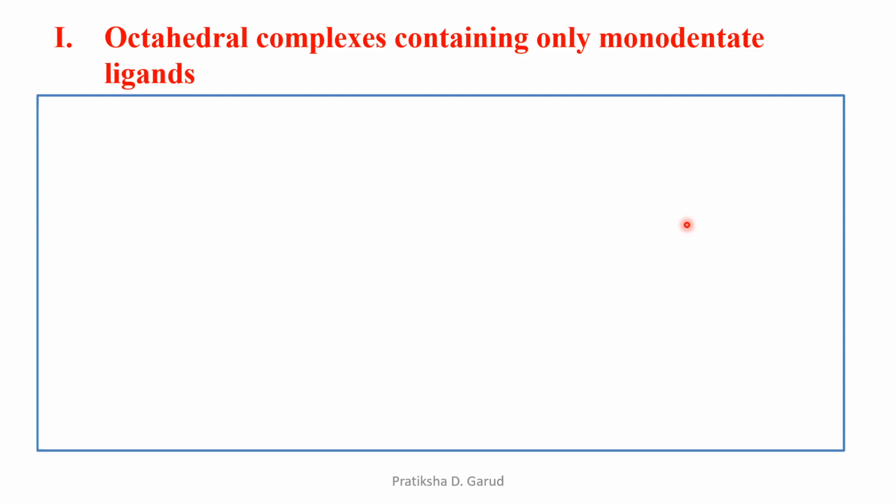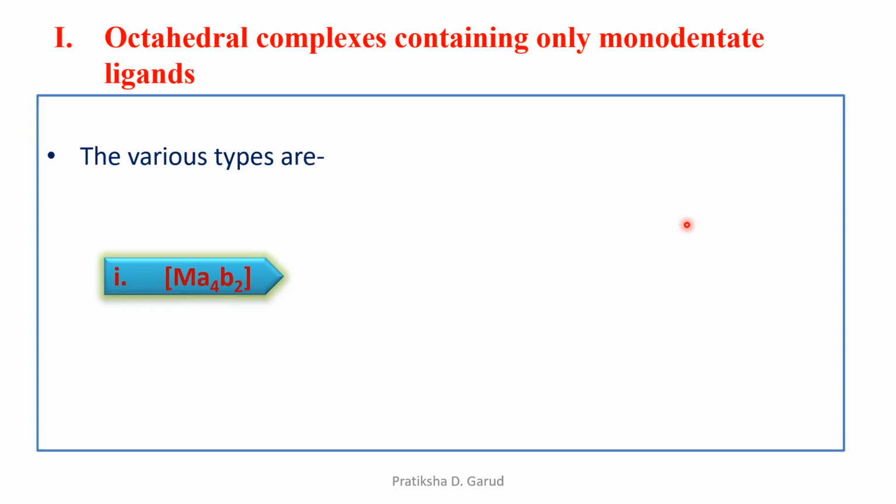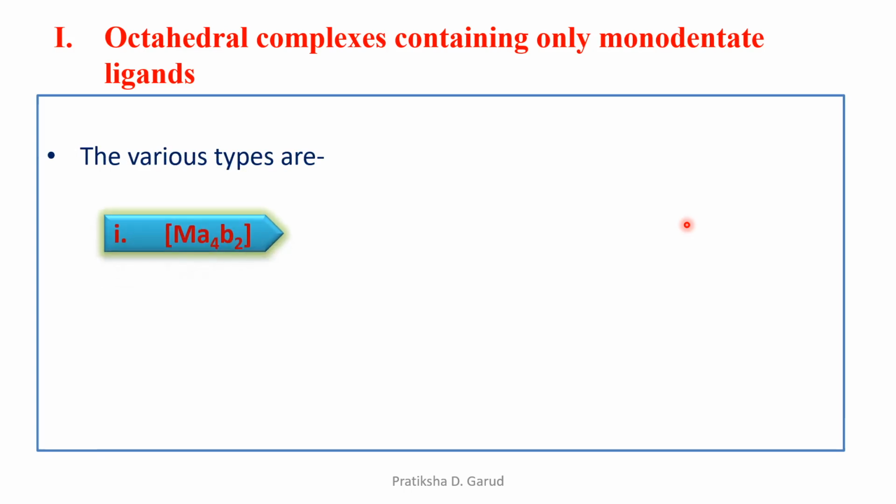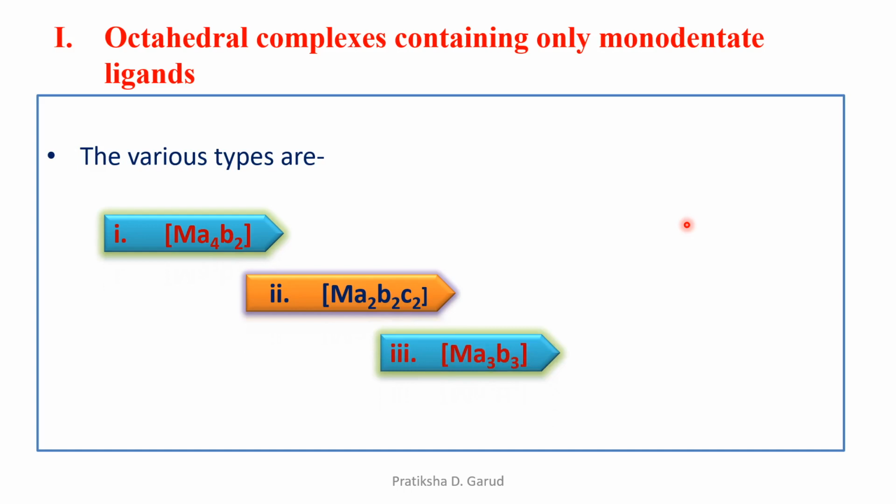We are having the first type, that is the octahedral complexes containing only the monodentate ligands. Now the various types shown under this heading are, the first one is the MA4B2. The second one is the MA2B2C2. The third one is the MA3B3, and the fourth one is the MABCDEF. So these are the 4 types which show octahedral complexes containing only the monodentate ligand. So let's study these 4 types one by one.